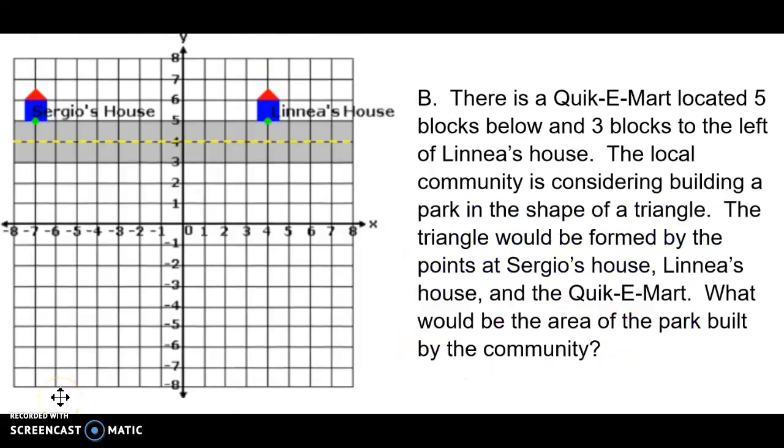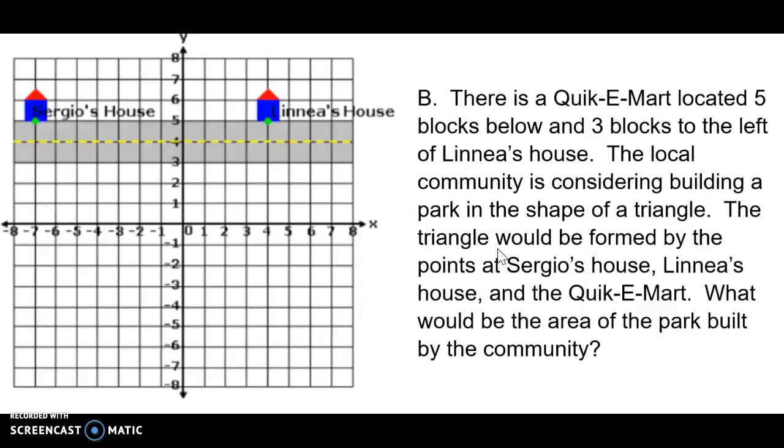Now moving on to part B. There is a Quickie Mart located 5 blocks below and 3 blocks to the left of Linnea's house. The local community is considering building a park in the shape of a triangle. The triangle would be formed by the points at Sergio's house, Linnea's house, and the Quickie Mart. What would be the area of the park built by the community?